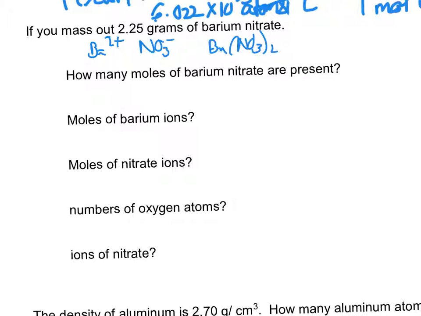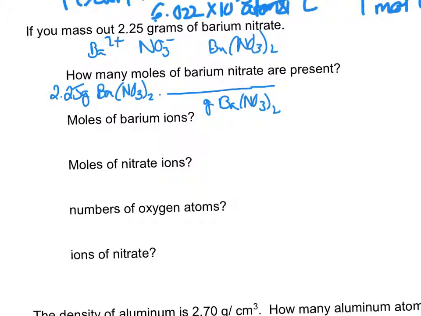All right, so we want to know how many moles. So I'm going to write down what I have, the 2.25 grams of barium nitrate. And on the bottom of my conversion factor, I'm going to put grams of barium nitrate so they cancel. And on top, I'll put moles of barium nitrate. And to get the relationship between moles and grams, I use the molar mass. And so 1 mole of barium nitrate. For the grams, I add them up on the periodic table.